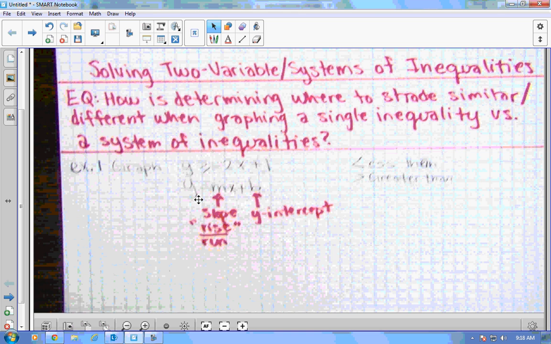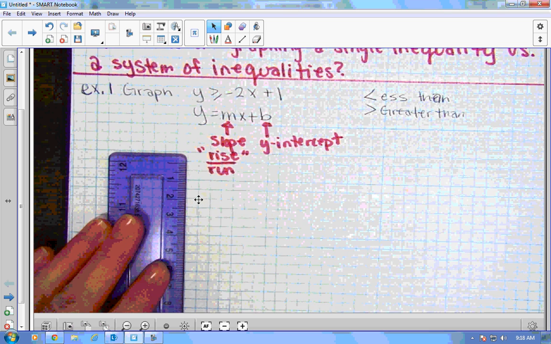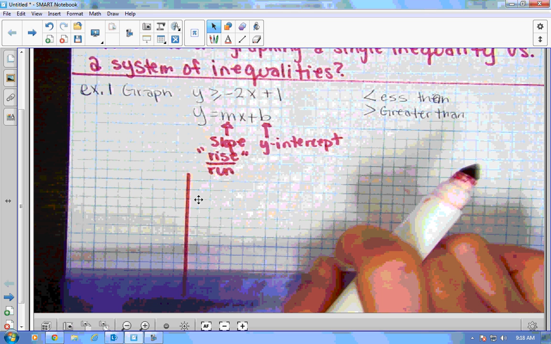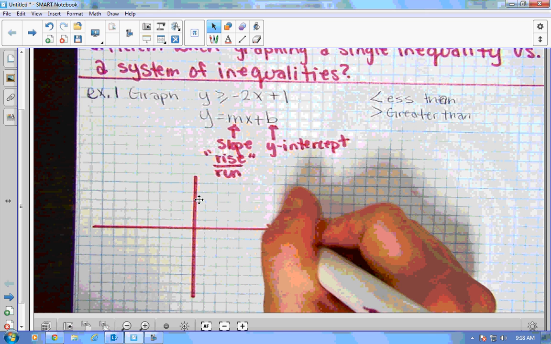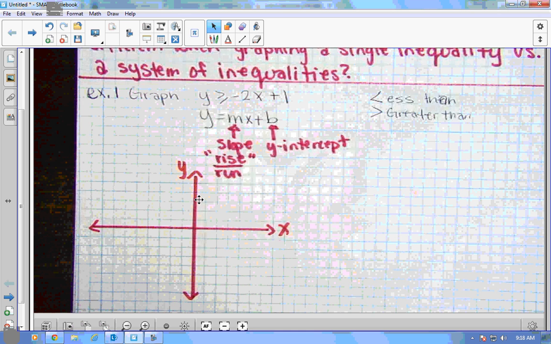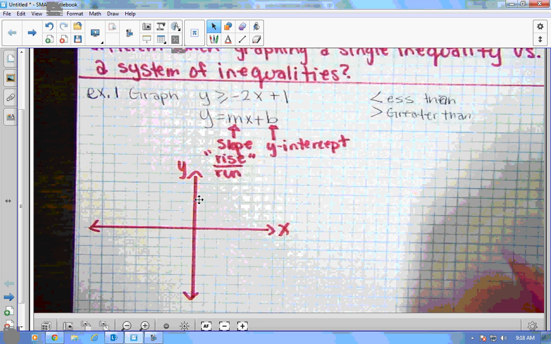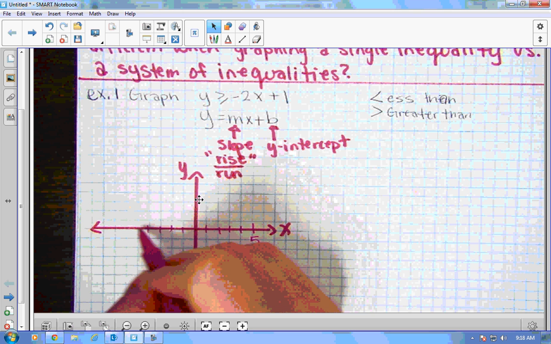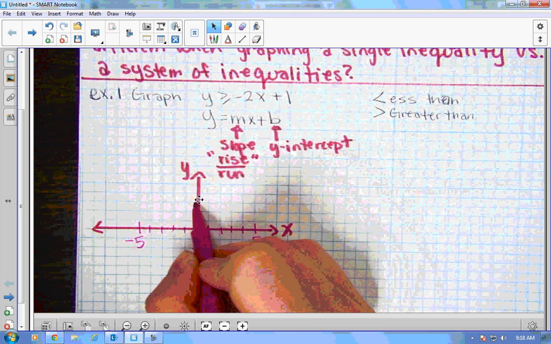Okay, so to graph it, we need to draw a graph. So go ahead and set up some axes. Coordinate plane, we have our y-axis and an x-axis. Label them y with arrows and x with arrows. And it's also good to go through and number them 1, 2, 3, 4, 5, and negative 1, 2, 3, 4, negative 5.